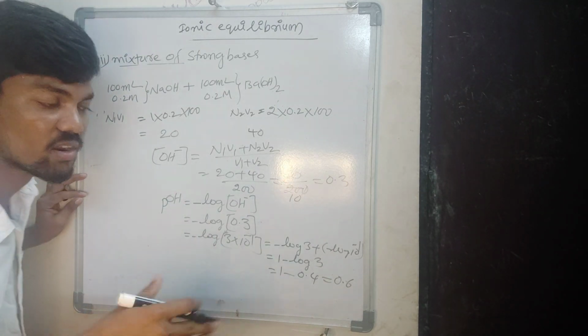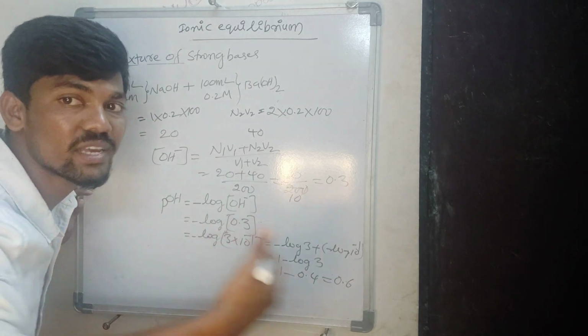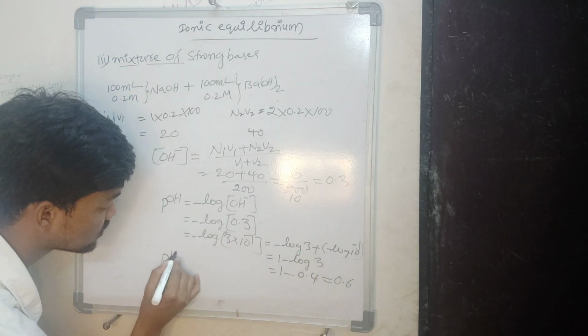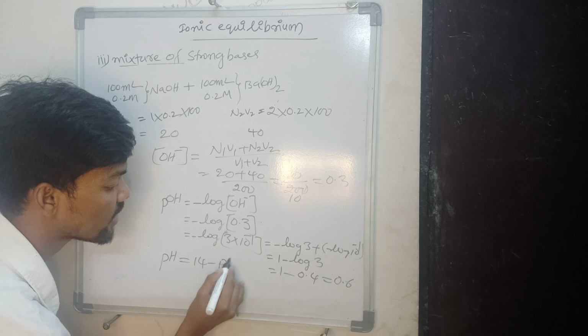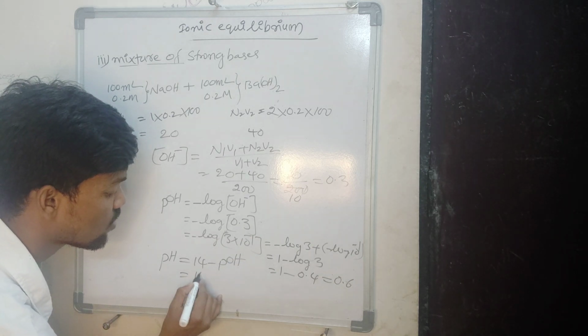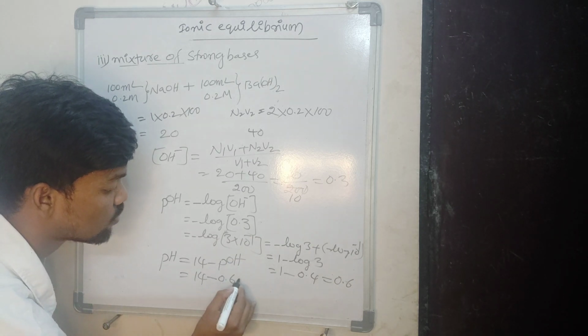Understand? So now we have to go for pH. So pH is how much? 14 minus pOH. You will get the answer easily. 14 minus 0.6, how much?